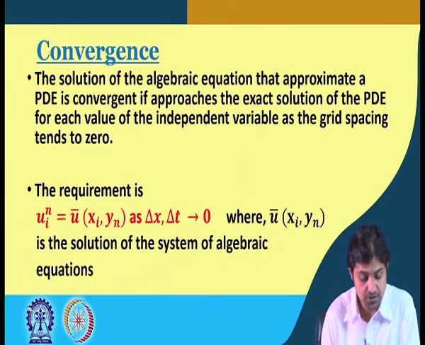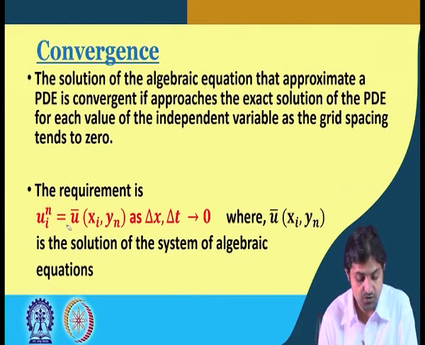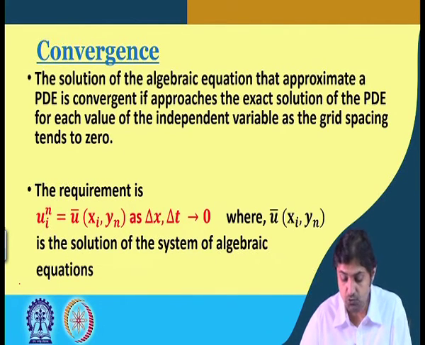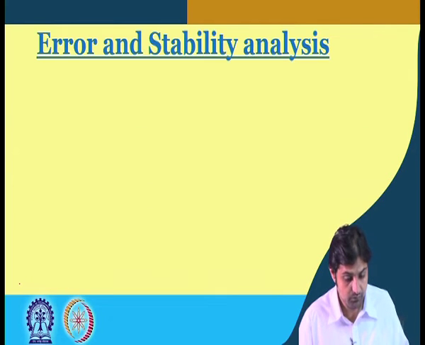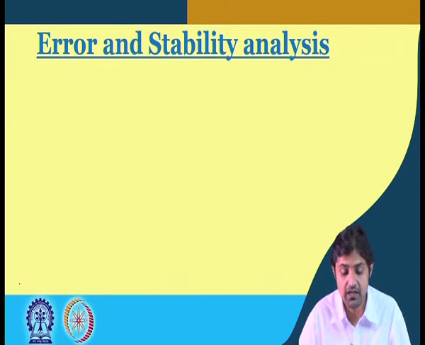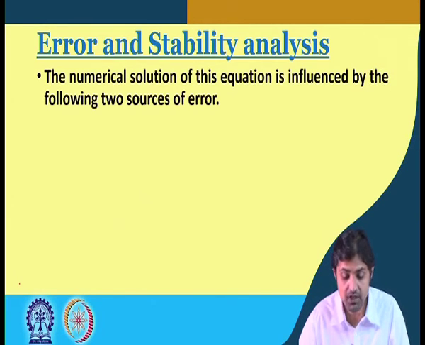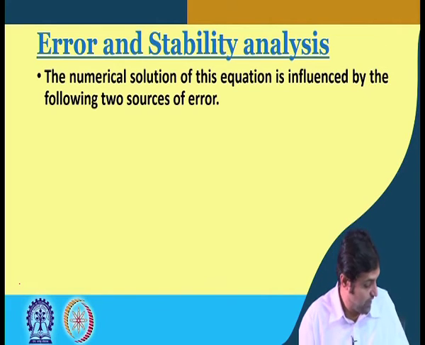So the requirement is u_i at n is equal to u bar at (xi, yn) as delta x and delta t go to 0, where u bar at (xi, yn) is the solution of the system of algebraic equations. Now there is something called the error and the stability analysis. The numerical solution which we have obtained using the finite difference scheme is influenced by two sources of error.